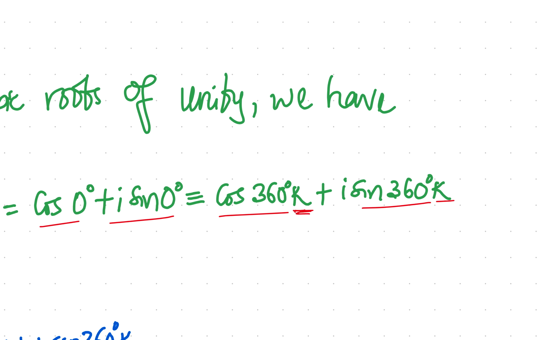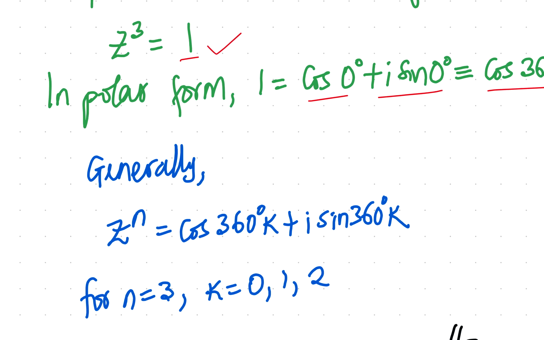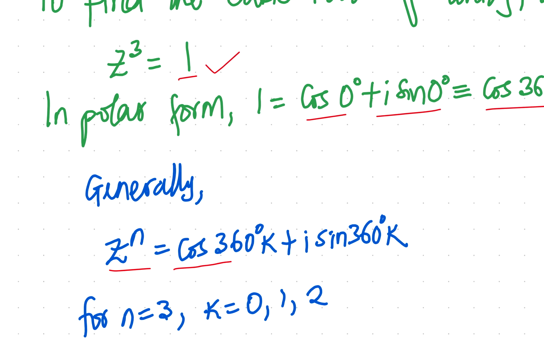Generally speaking, we say that z raised to power n equals cos 360 degrees k plus I sine 360 degrees k, since we are looking for roots, cubic roots. And since we are looking for cubic roots, n will be 3 here, just like you see here. And because n is 3, the k will have to start from 0. So you have 0, 1, 2. So we can get 3 roots because cubic root means 3 cubic roots. So we have k to be 0, 1, 2.